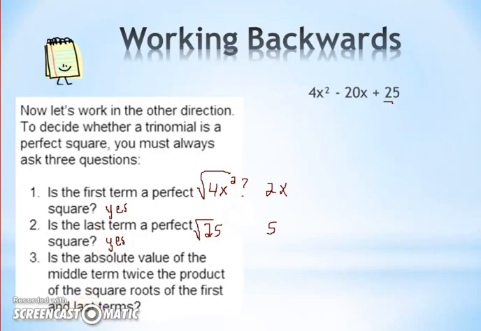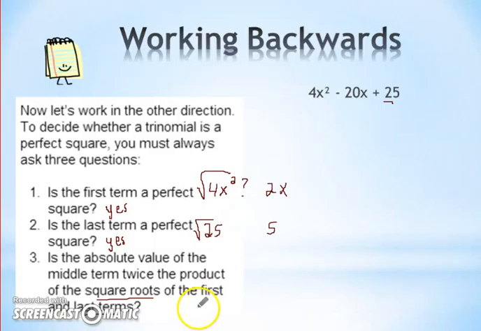Now that middle term is kind of the tricky part. This is saying, is the absolute value of the middle term twice the product of the square roots of the first and last terms? Basically, what it's saying is that the term is either the positive or the negative form of multiplying 2 times the numbers we found here, so 2x times 5. That's why we square rooted here. The square root of 4x squared is 2x. The square root of 25 is 5.